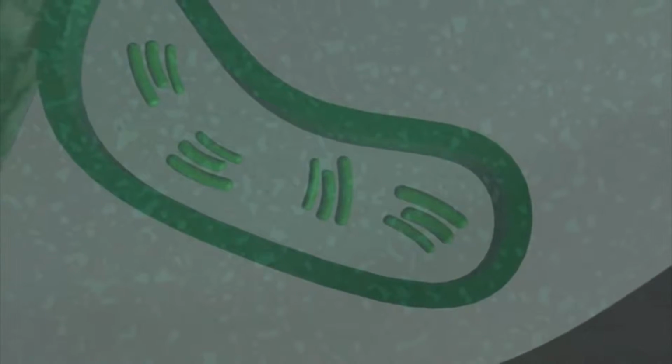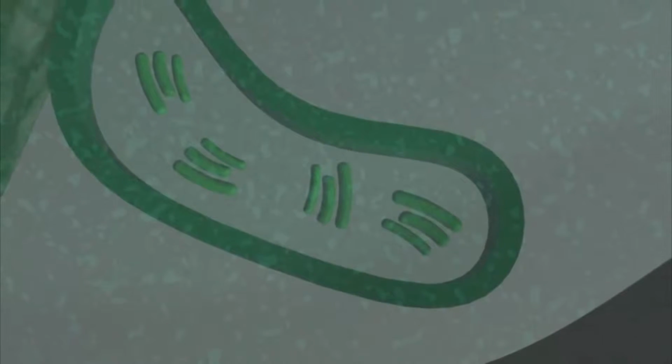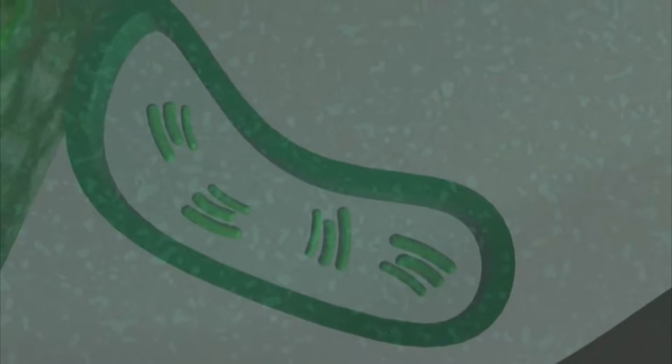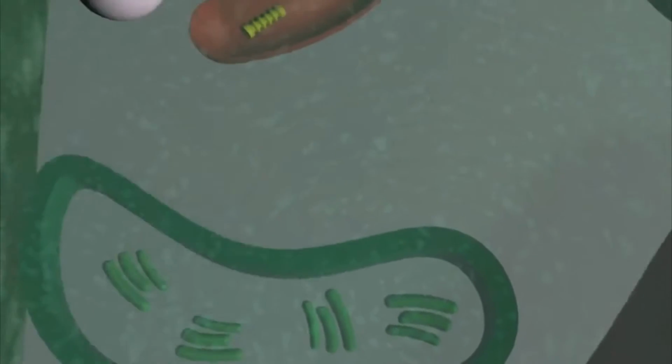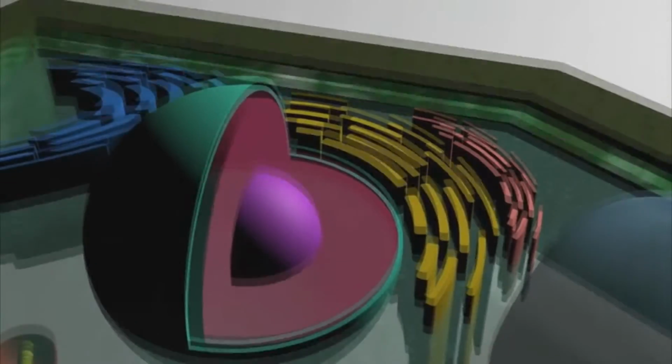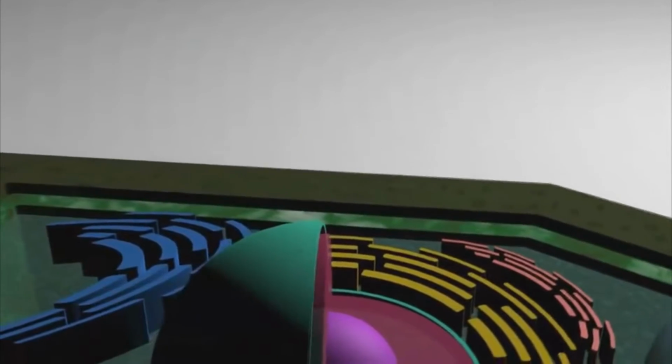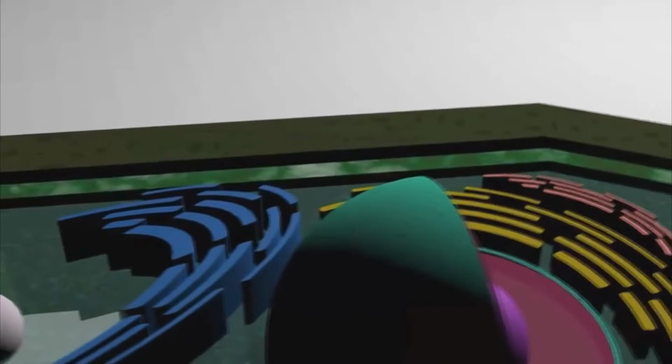Chloroplast is a plastid with green pigment, chlorophyll. It traps light energy and converts it to chemical energy by the process of photosynthesis. It is a gel-like matrix inside enclosed by the cell membrane. The cytoplasm supports cell organelles and also prevents the cell from bursting or shrinking.